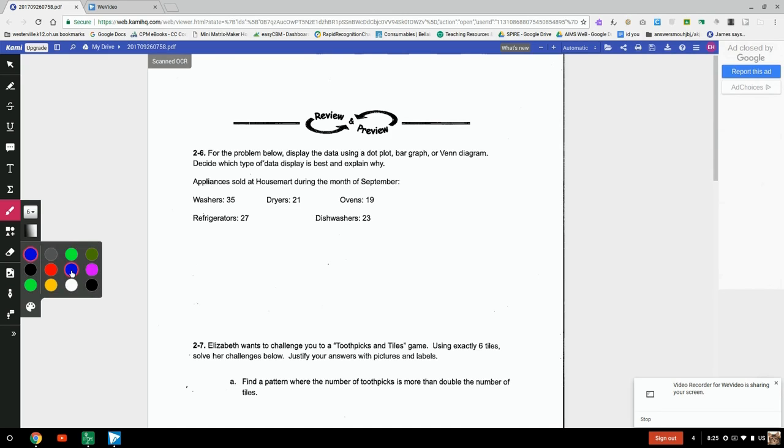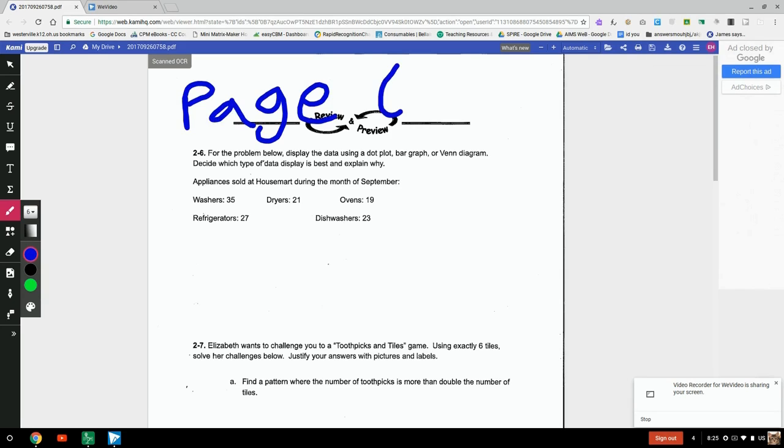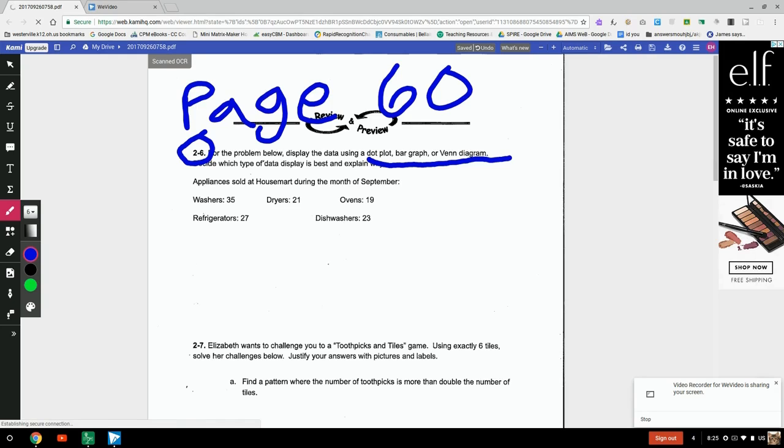If you're having trouble, I would look at page 60 in your book. They have the definitions for the three: dot plots, bar graph, and Venn diagram. If not, if you have your journal, look in your journal, those notes we gave you on Monday. There's a page about the three in there. So again, just pick which one would be the best.